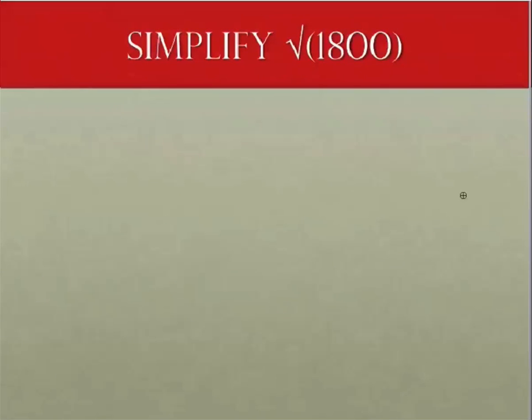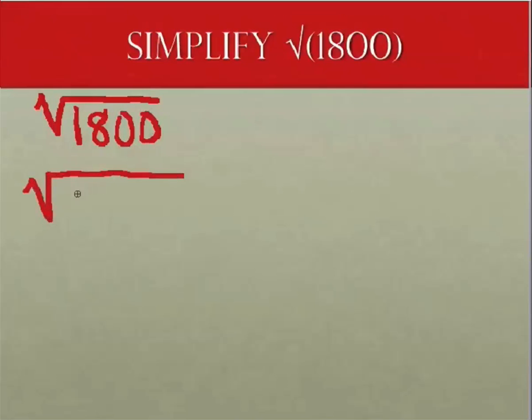Our third problem looks pretty hard, but in actuality, if you go slowly, it's not. 1800 is a big number, but if you look at it, it's even, so we can break it into its prime factorization somewhat easily. The root of 1800 is the same thing as saying the root of 2 times 900. Because we noticed that 1800 was even, so we can divide it by 2, and we get 900. So 2 times 900 is the same as 1800.